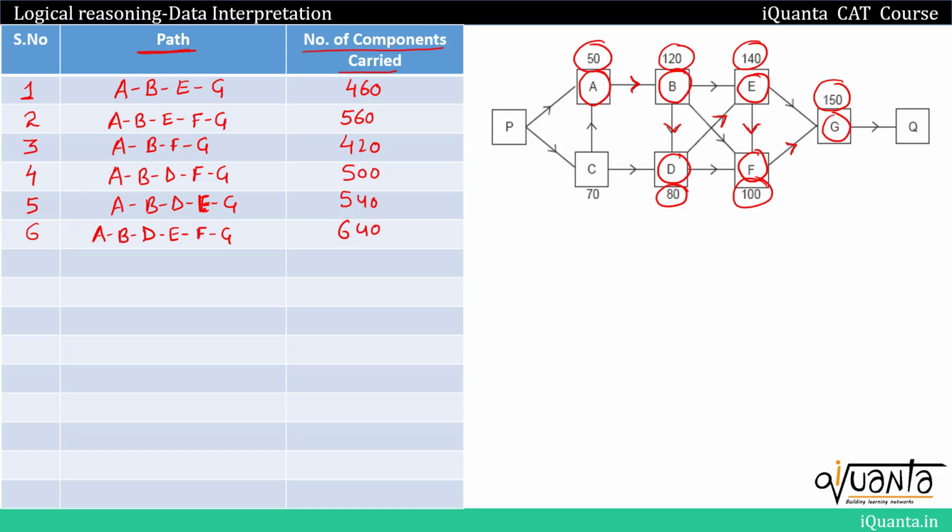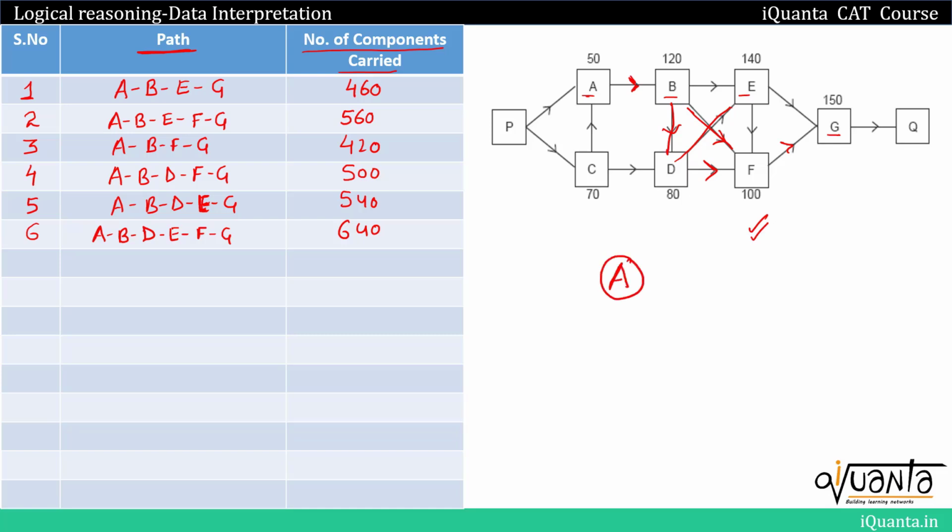Let us try to find out another possible route from A only. So we have already gone through A, B, E, G. We have gone through A, B, D, E, G, A, B, D, E, F, G, A, B, F, G, A, B, D, F, G. So if you properly see, we have covered all the paths that start from A. Since we have to move only in the direction of arrows, we cannot take a path opposite to the direction of the arrow. So all the paths that start from A, they have been covered.